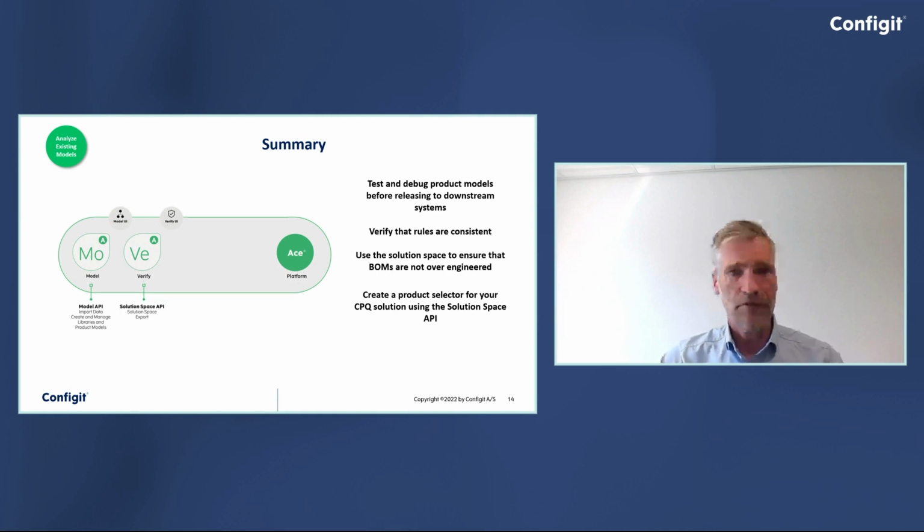One application that we've seen of our solution space API is that you can build product selectors that you can then use in your CPQ solutions. And the idea is that you construct an interactive product selector where the user can select what products are available, and he will then make some selections during that process. And those selections are then given to the solution space API, and then we can further restrict the solution space as part of that process.